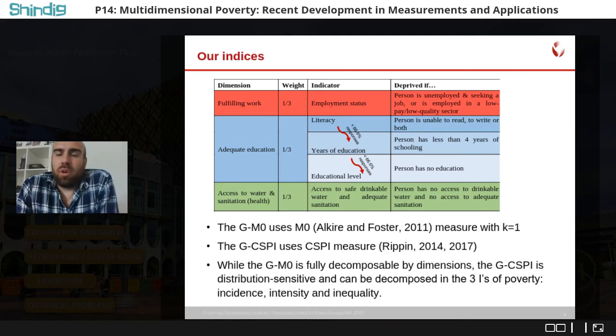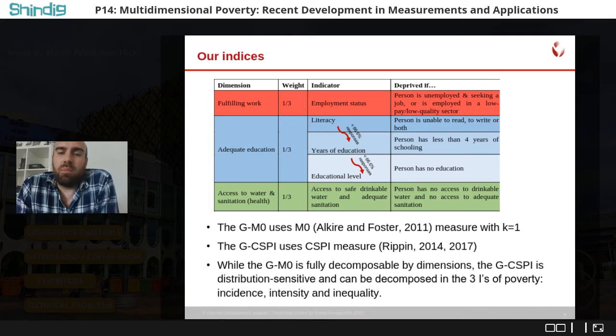So for the dimension of adequate, fulfilling work, adequate employment, we use 2 different variables, the labor force participation status and the employment status. And we consider a person deprived if the person is unemployed, or if the person is employed but in a low-pay, low-quality sector job. So this is for the side of fulfilling work.